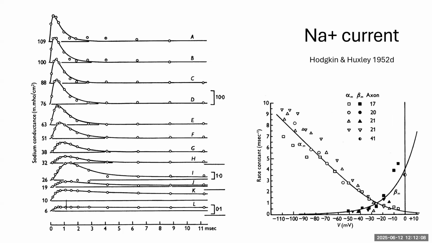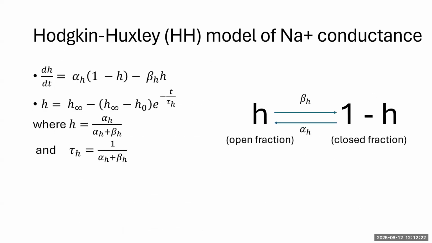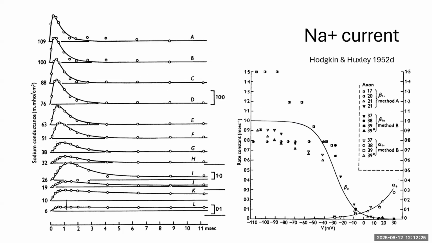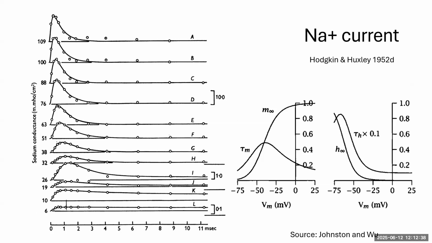Same equation, same form. Alpha and beta for M have the same shape as for N, potassium. Potassium just activates, it doesn't inactivate. But when you look at H, it is the opposite direction. As you increase the voltage, the fraction open is going down. Actually, this is a plot of alpha and beta. But here you have N infinity, tau N, H infinity, tau H. So as you increase the voltage, M is increasing, but H is decreasing.